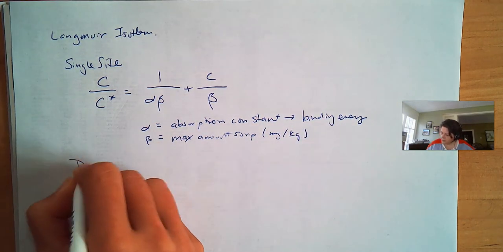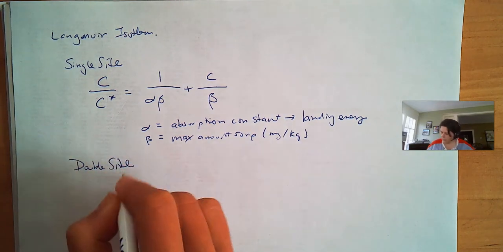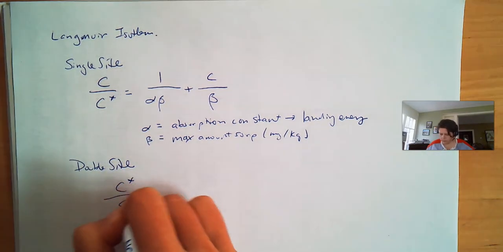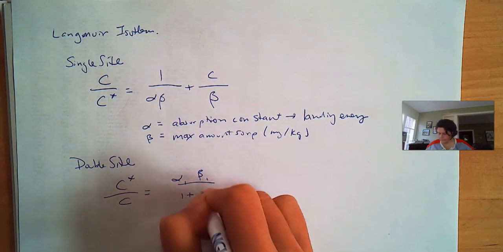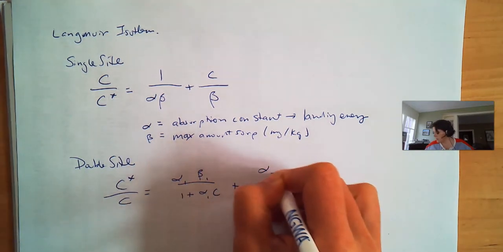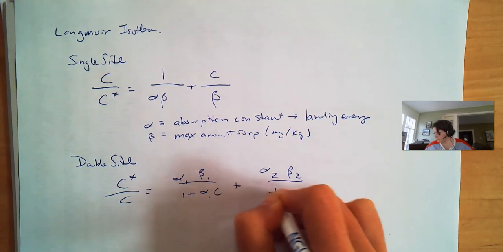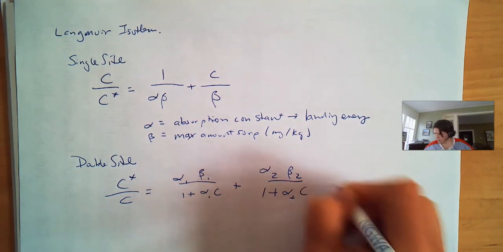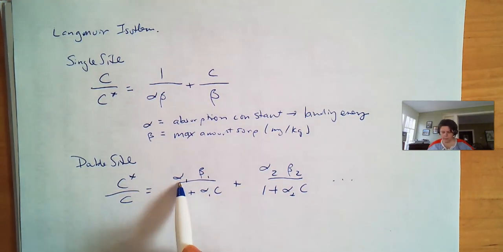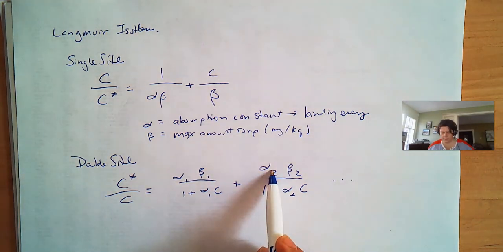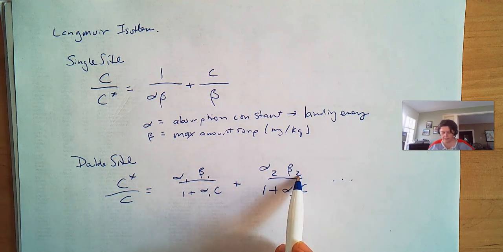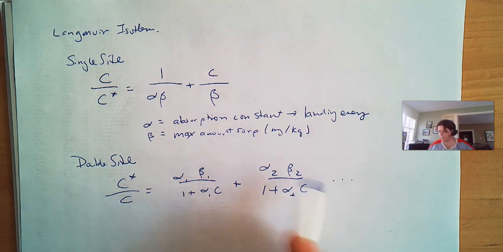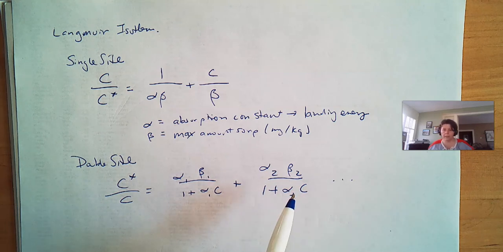Now if you had a double site, C star over C, you can get alpha 1 over the first one plus the second site, plus alpha 2 C, and so on, where this is the absorption constant for the first type, this is the second site, this is the maximum amount of solute that can be absorbed to type 1, this is type 2, and all of these things can go in there. And if you have multiple beyond that, usually we only have 2, but sometimes there could be some more.